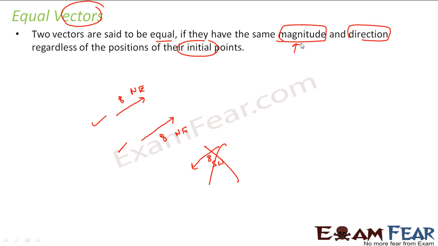Why? Because the magnitude and direction have to be the same. I'm least bothered about initial points. The only thing I'm bothered about is magnitude and direction. If the magnitude and direction are the same for two vectors, then they are equal vectors.